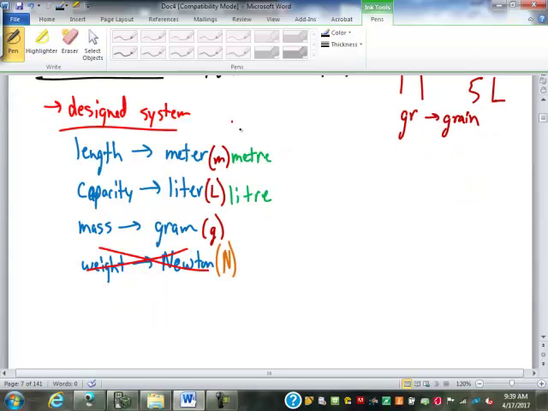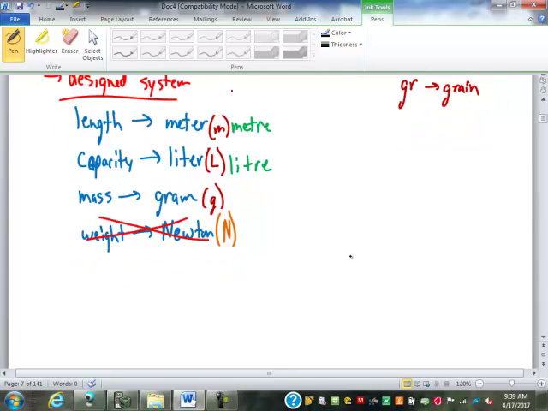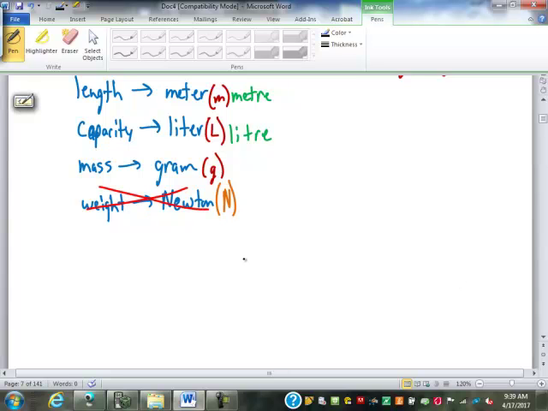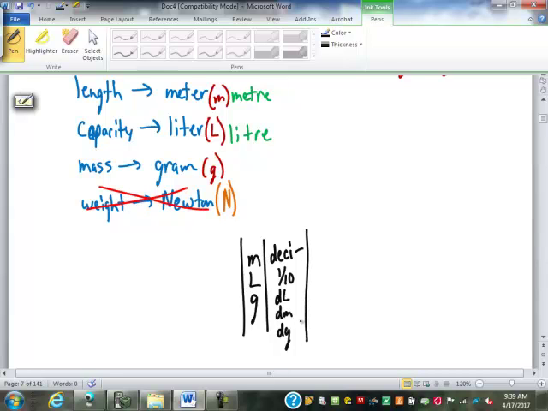So what if I need to measure something that's way smaller than a meter or way bigger than a meter, or for a liter or a gram for that matter? Well, we have prefixes. So we've got our meters, our liters, and our grams in the middle here. If I want to go smaller, there's a prefix deci. Deci means 1/10. So you have a deciliter, decimeter, decigram. Would be 1/10 of a liter, 1/10 of a meter, 1/10 of a gram.